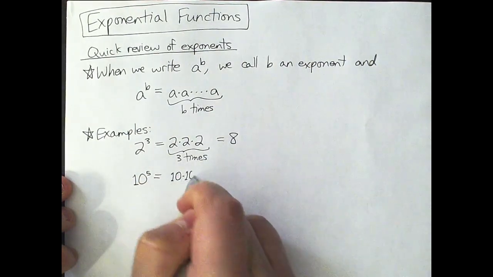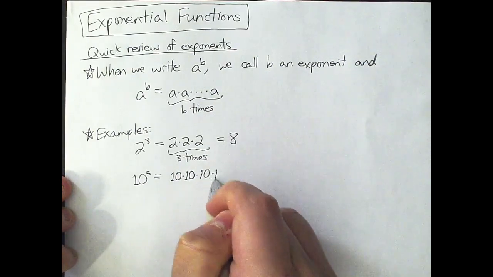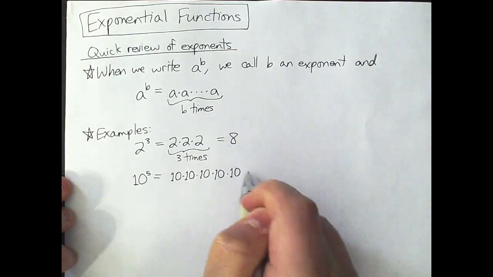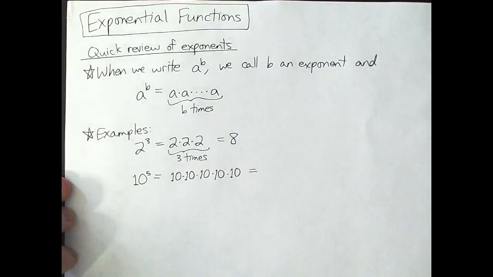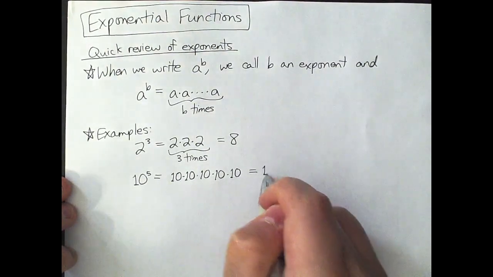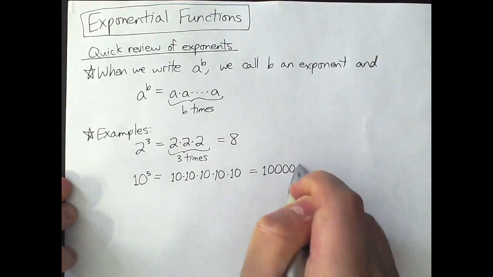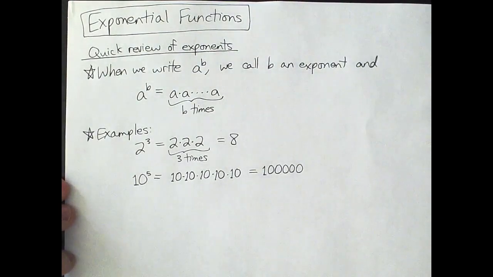We can also do something like 10 to the 5th. 10 times 10 times 10. We need 5 of them. You can also do this without a calculator. This is going to wind up being a 1 with 5 zeros. All right, so those are some quick examples of exponents.